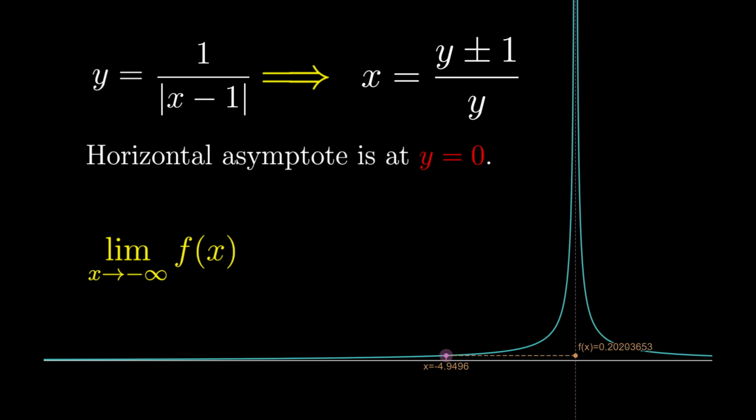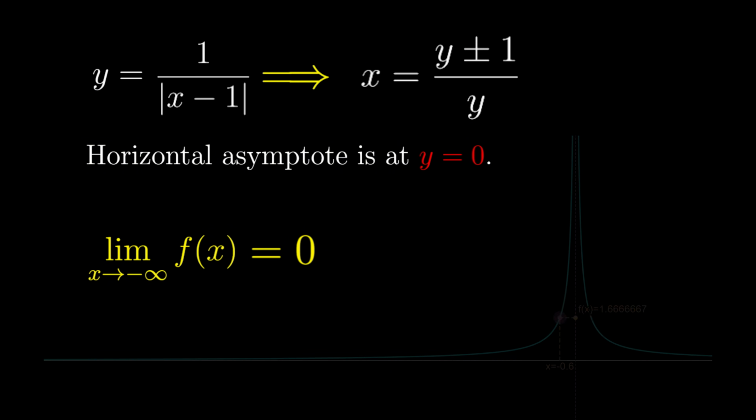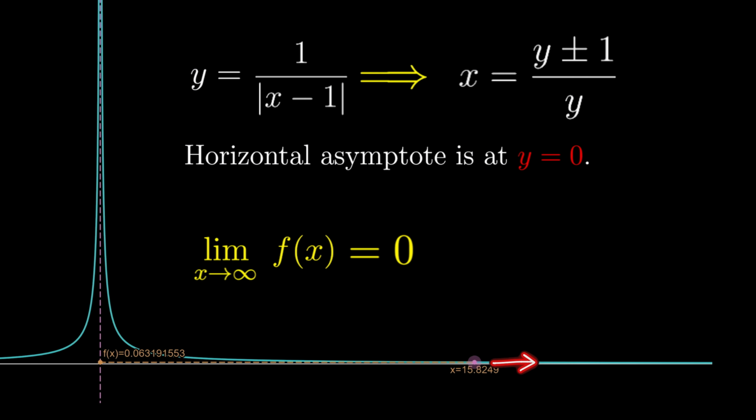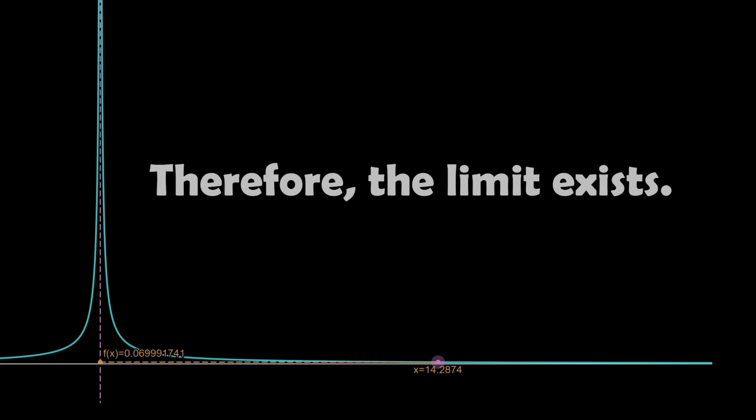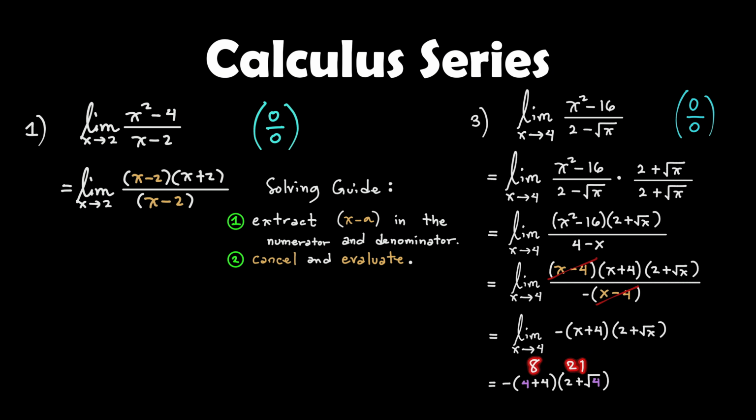Hence, the limit of f of x as x approaches negative infinity is 0. And f follows the same behavior as we approach x towards positive infinity. Therefore, the limits at infinity for this function exist. In our next video, we will cover different techniques in solving actual limits.